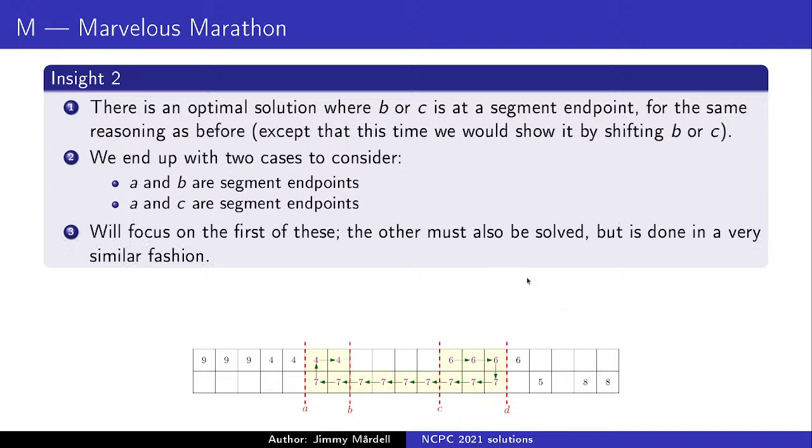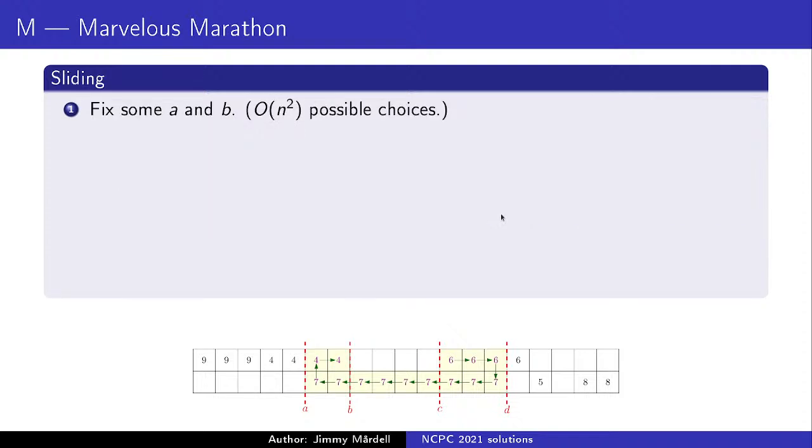And to make this presentation not go on forever, let's focus on the first of these and deal with the case when A and B are both at segment endpoints. You also have to solve the other case, but the way to do it is very similar. So here is how to do that.